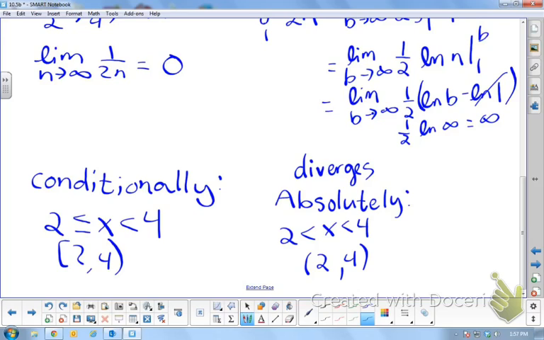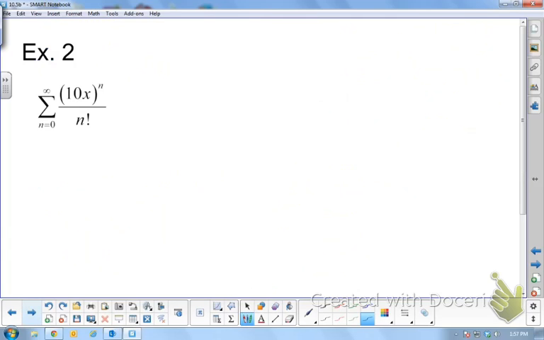So we have one more example. We'll try and get through it pretty quick. I didn't realize we were so close to the end. I can get it.